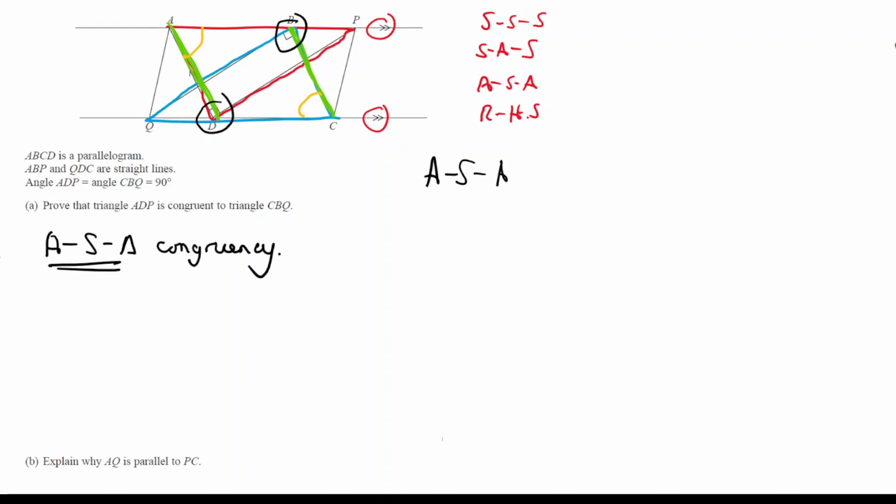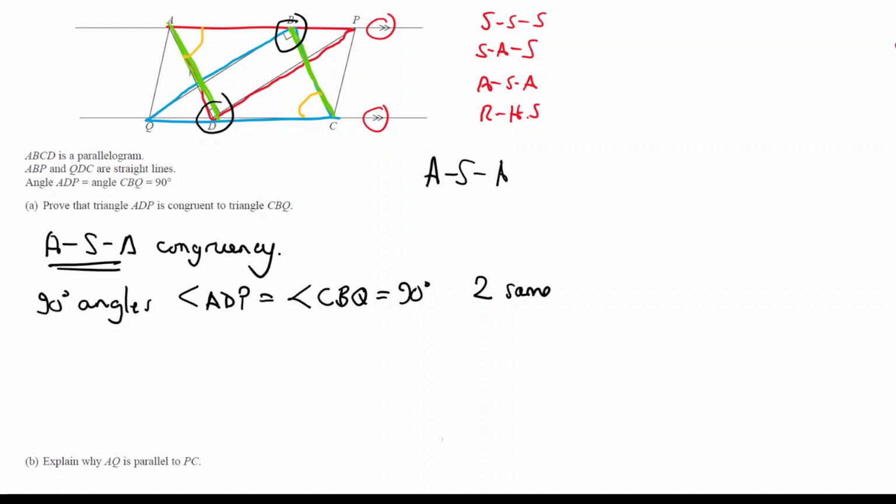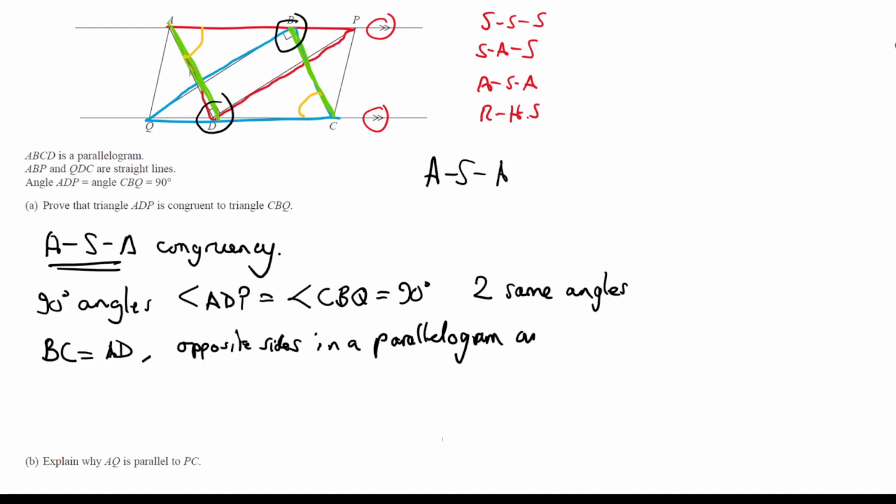So first of all, 90-degree angles. So we have angle ADP equals angle CBQ. So two same angles. Okay. We then have two matching sides. So we have length BC equals length AD. And the reason there is that they are opposite sides in a parallelogram. Opposite sides in a parallelogram are equal.